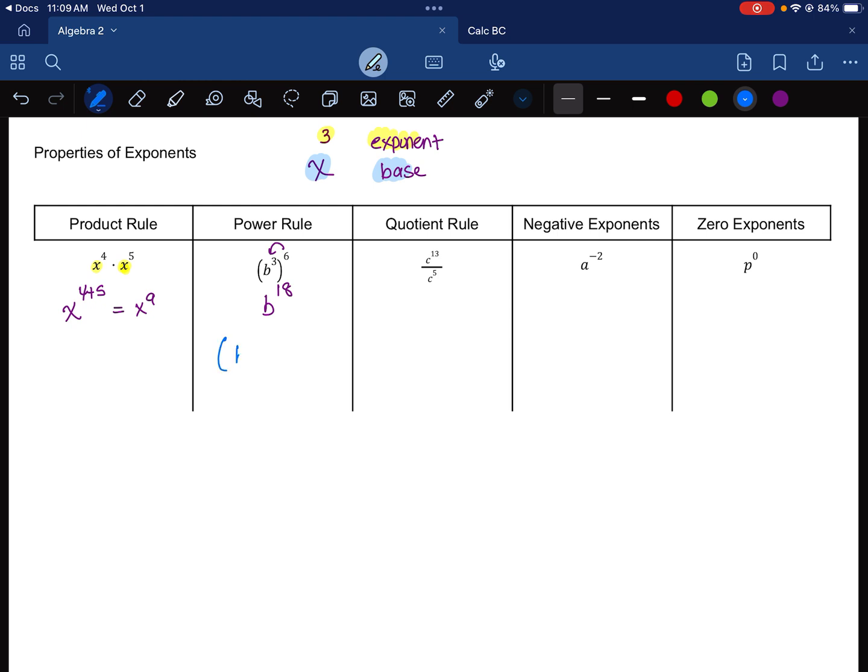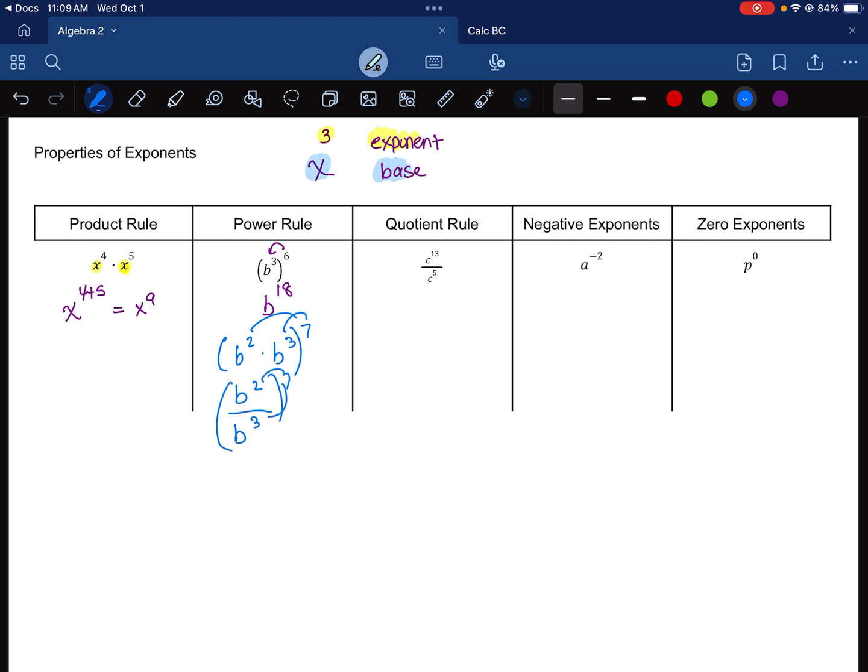You could also do that if it was dividing inside or multiplying inside. So like if I had b squared times b to the 3rd, all to the 7th power, you could distribute like that. Or if you had b squared divided by b to the 3rd, to the power of 7, you could distribute that 7 as well.